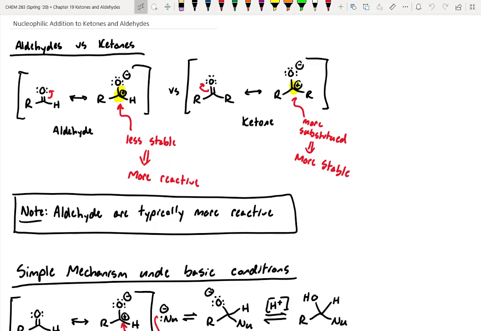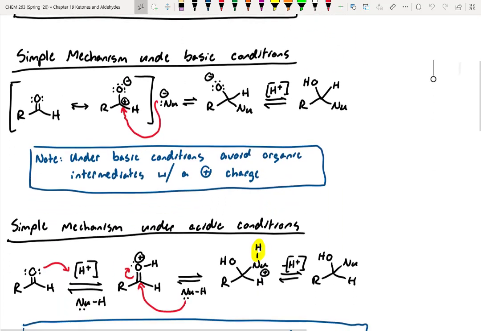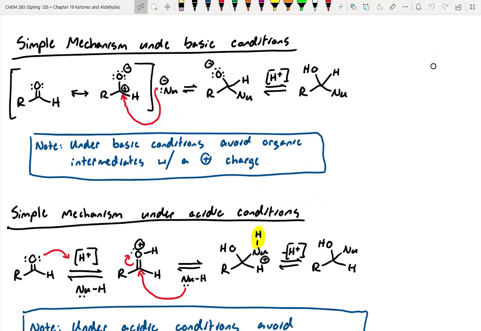All right, so in our last video, we looked at nucleophilic addition to ketones and aldehydes. We said that aldehydes are going to be a little bit more electrophilic, and that you can have nucleophiles attack under acidic or basic conditions. Really, the only difference between these is when that protonation event occurs. As we saw in the basic condition, protonation happens last, whereas under acidic conditions, protonation happens first.